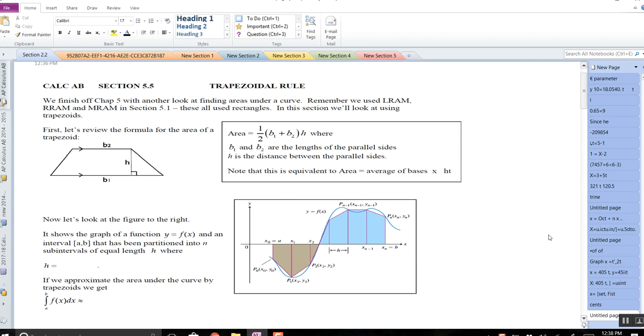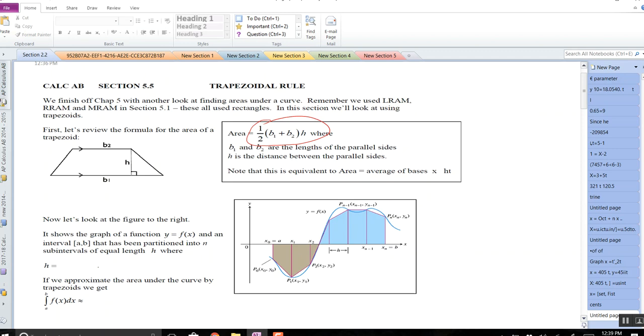First off, let's review the formula for the area of a trapezoid. It's 1/2 times (B1 plus B2) times H, where B1 and B2 are the parallel bases, and H is the altitude, or the separation between the two parallel sides.